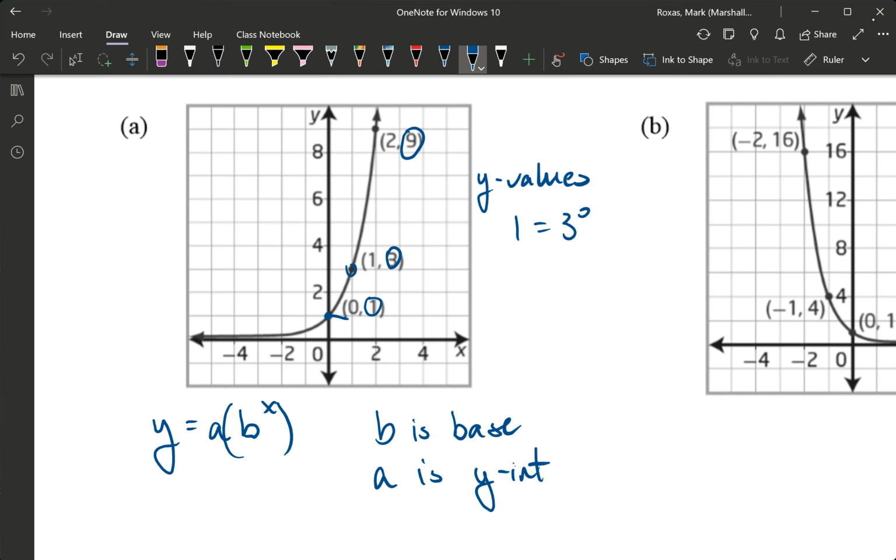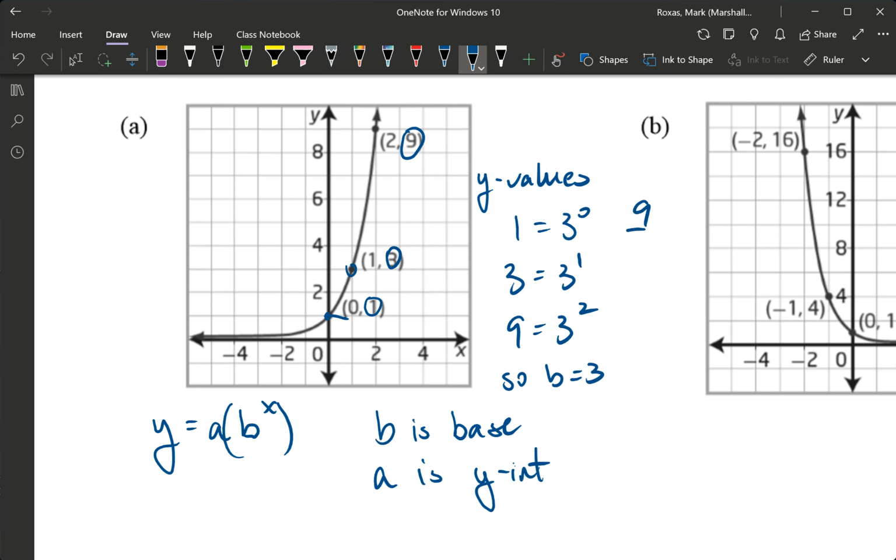Like 1 is just 3 to the power of 0. Okay. And 3 is just 3 to the power of 1. And 9 is just 3 squared. 0, 1, 2, right? So the base I can use for this exponential function is 3. So b equals 3.